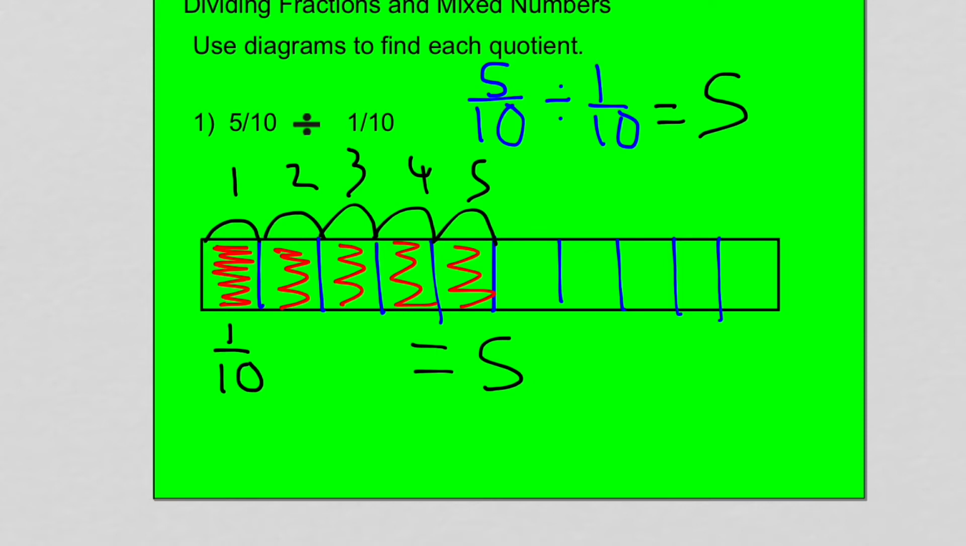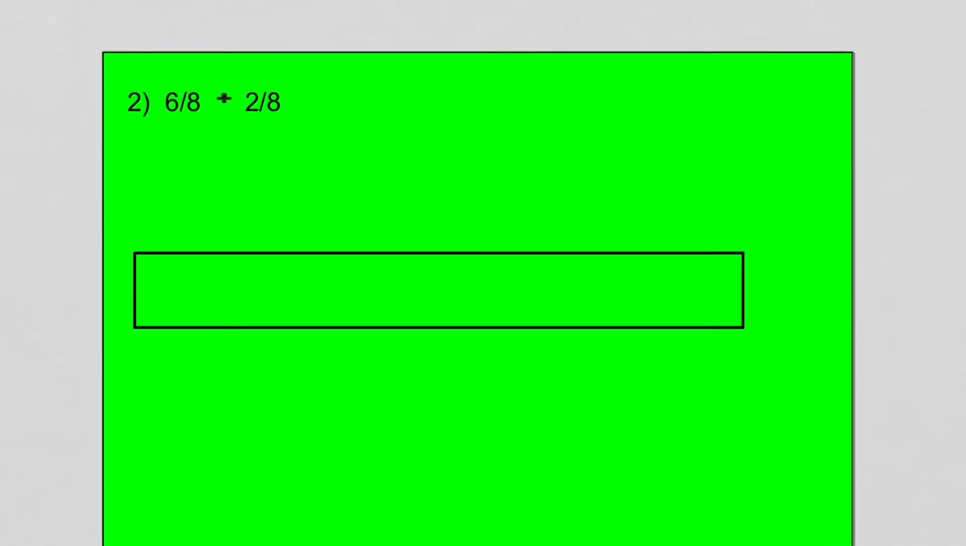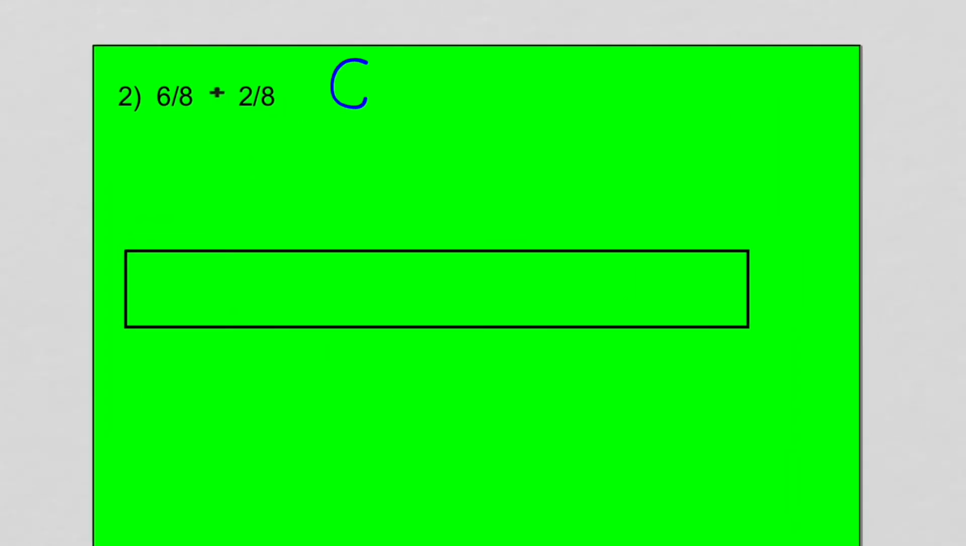Now, I want the kids looking for patterns, seeing if they can find any patterns in the numbers. So to do that, we have to do another question. 6 over 8, I'll write this a little smaller, divided by 2 over 8. How many 2/8ths are in 6/8ths?